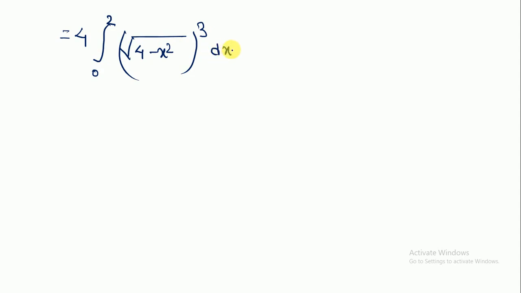Now this is a very easy question, you can solve it through substitution. Let's put x equals 2 sine theta. Then dx by d theta is equal to 2 cos theta.